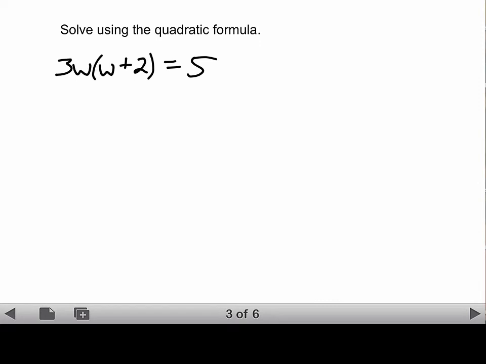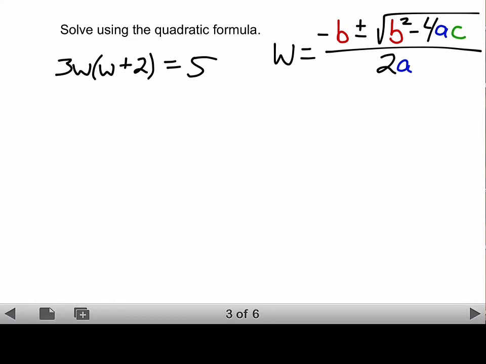Next we have 3w times the quantity of w plus 2 is equal to 5. I'd like for you to get all the terms on the same side, set it equal to 0, identify a, b, and c, and try to solve this using the quadratic formula. So here I've written the quadratic formula with the a's and b's and c's, and for me to be able to use it, I need to know what a and b and c are.